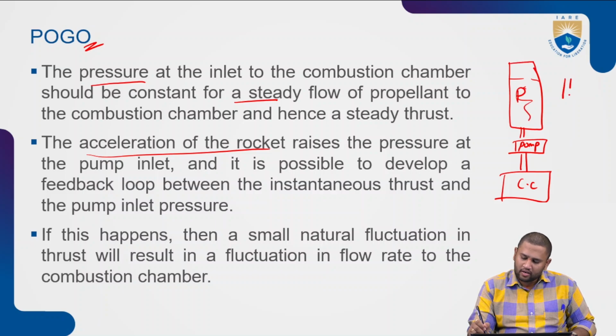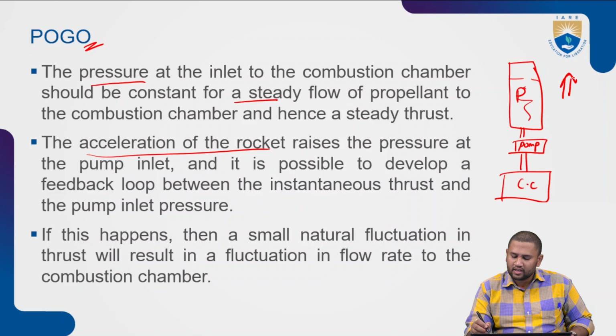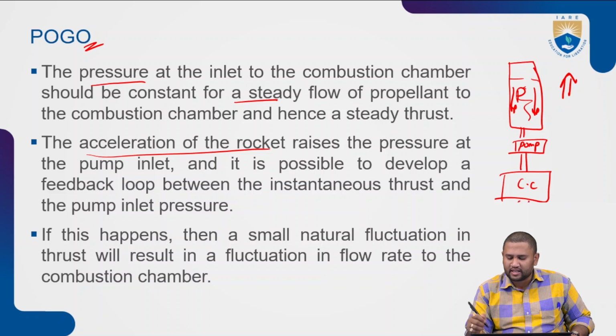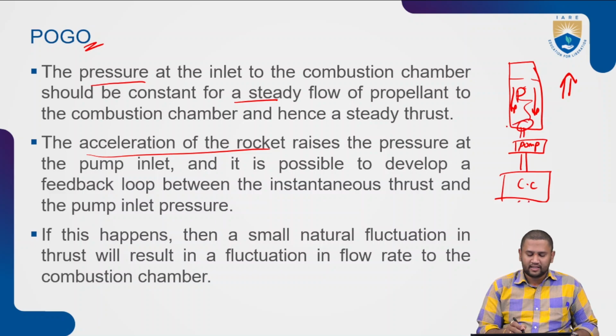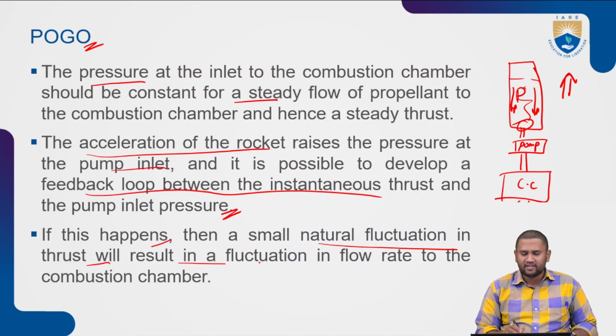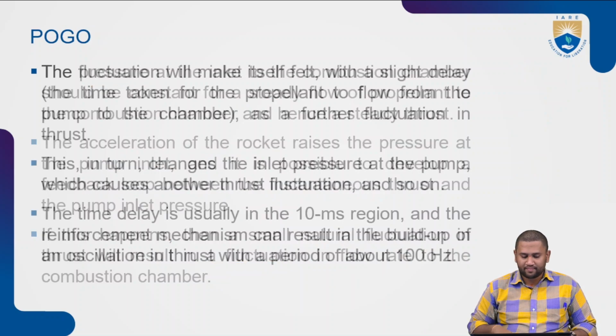Propellant, the rocket is moving in this direction. What happens? The fluid, based on its density, whether by gravity or by the thrust being generated, tends to have higher pressure at the pump inlet, and it is possible to develop a feedback loop between the instantaneous thrust and the pump inlet pressure. If this happens, a small natural fluctuation in the thrust will result in a fluctuation in the flow rate to the combustion chamber.